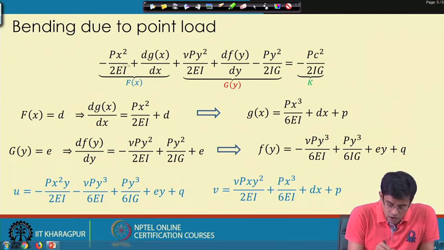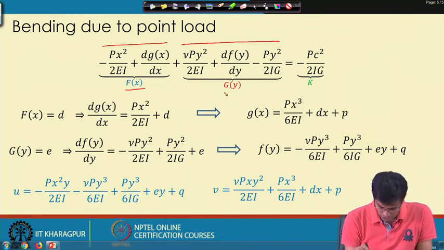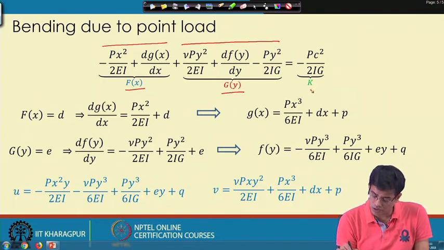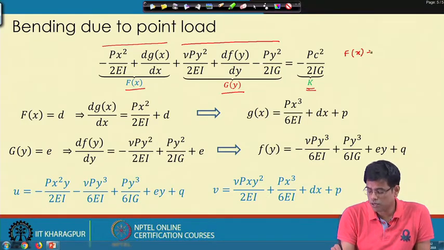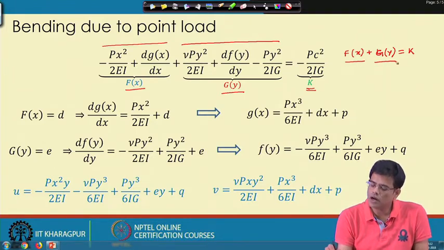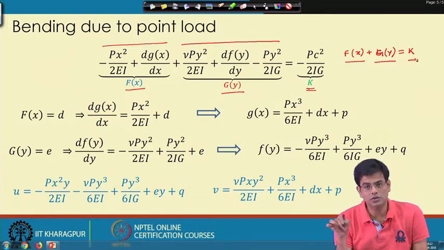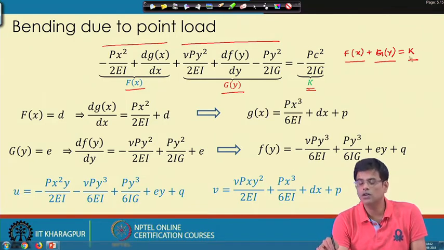So these two terms are x dependent, which I am saying f(x), a function of x, and this is a function of y, g(y), and this is a constant which is k. Now you see, if I write it here, f of x plus function of y, g(y), equals some constant k. So now this is a function of x, this is a function of y, and this is constant. Now if it has to satisfy for all x, y, then each of these has to be constant, because otherwise it will not match with the k.